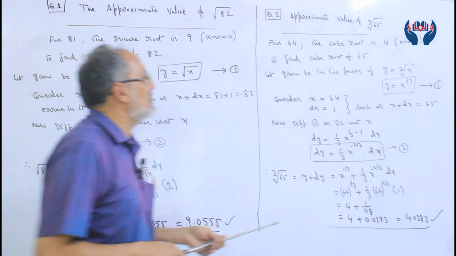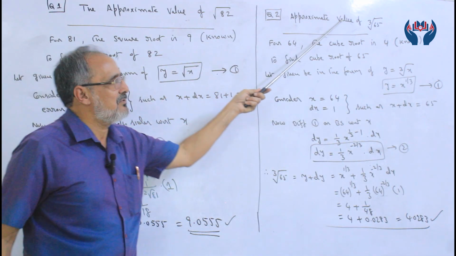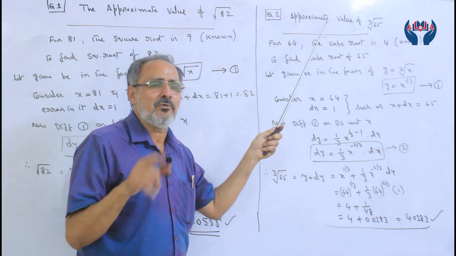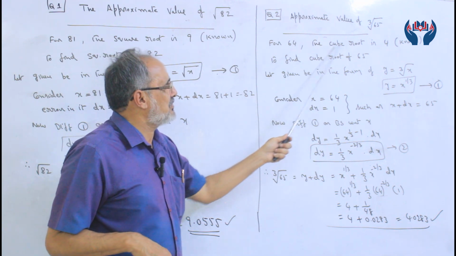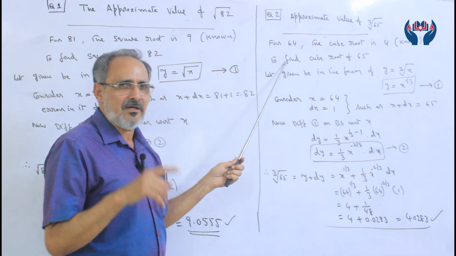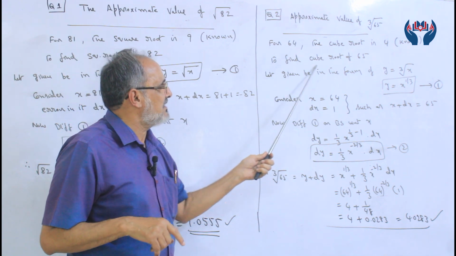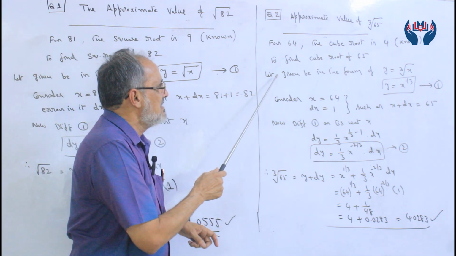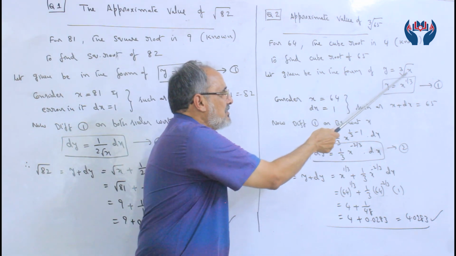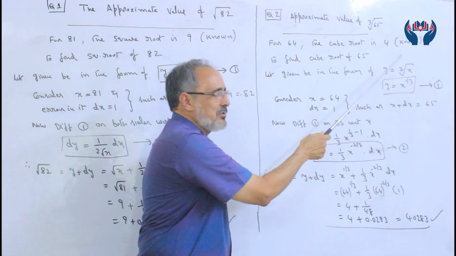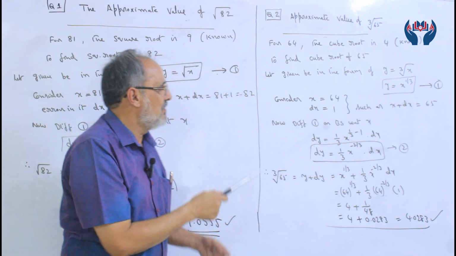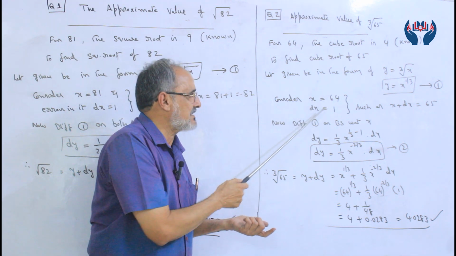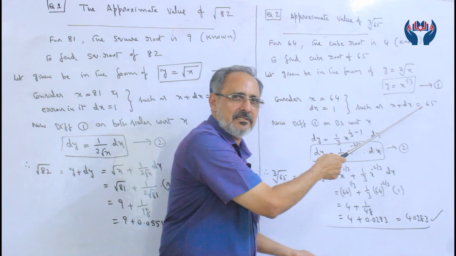In the same way, think about the second question. Find the approximate value of cube root 65. For 64, we know that the cube root of 64 is 4. Because of that, to find the cube root of 65, first, what form does it have? Let it be in the form of y equals cube root x, that is y equals x to the power 1 by 3, equation 1. Here you can select a known value for x: x is 64, dx equals 1, such that x plus dx equals 65.